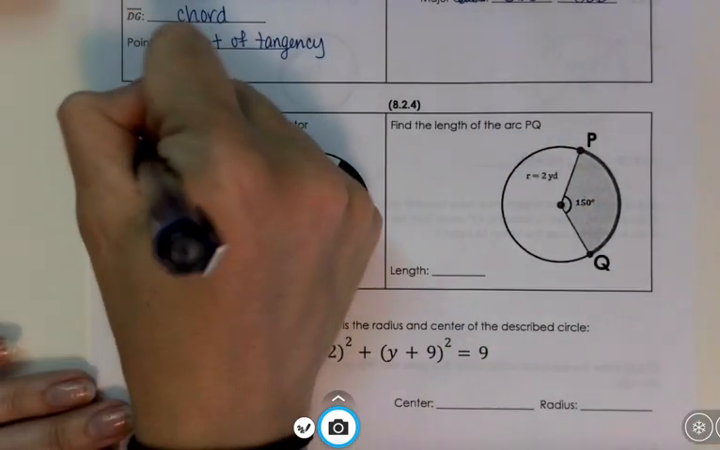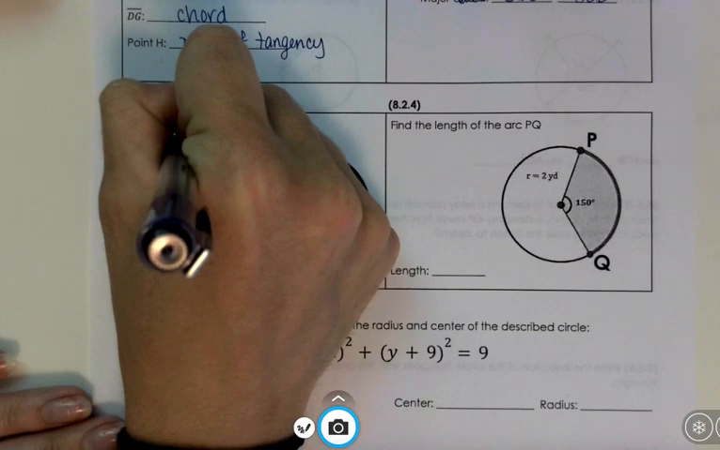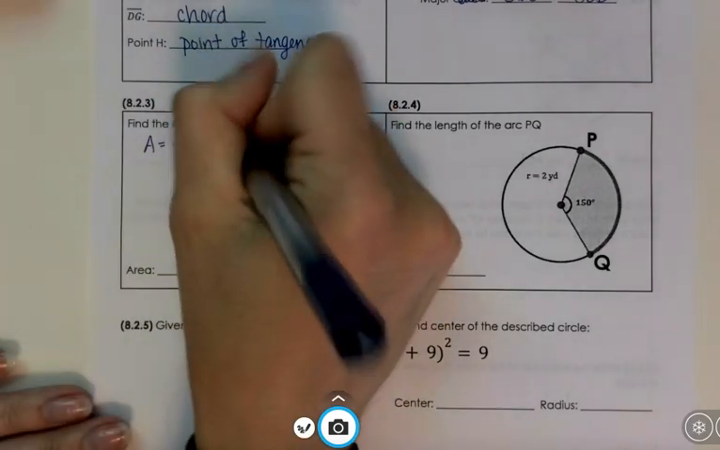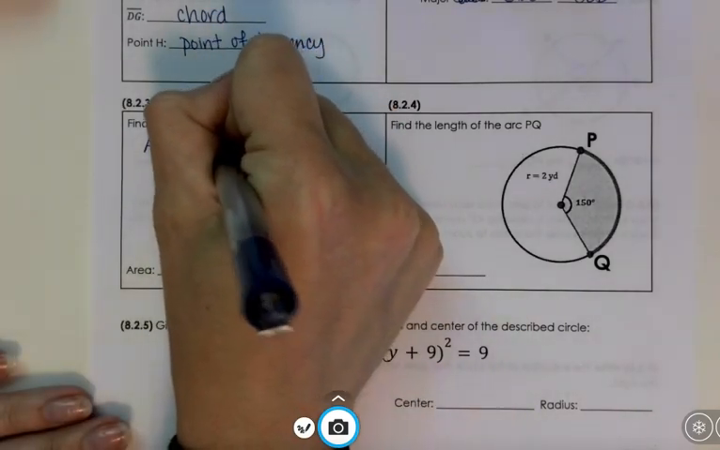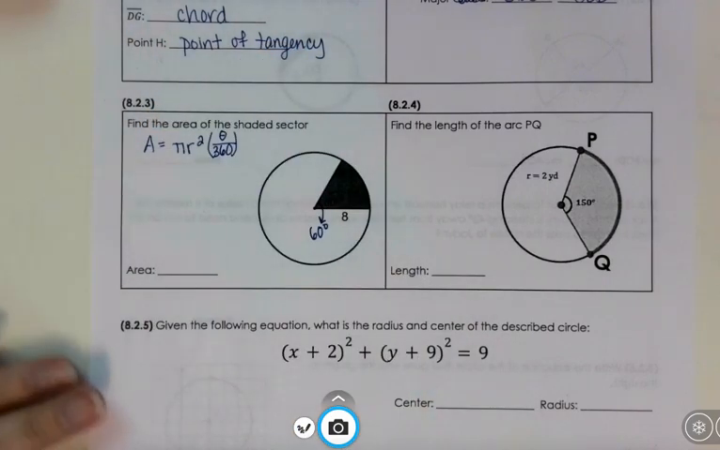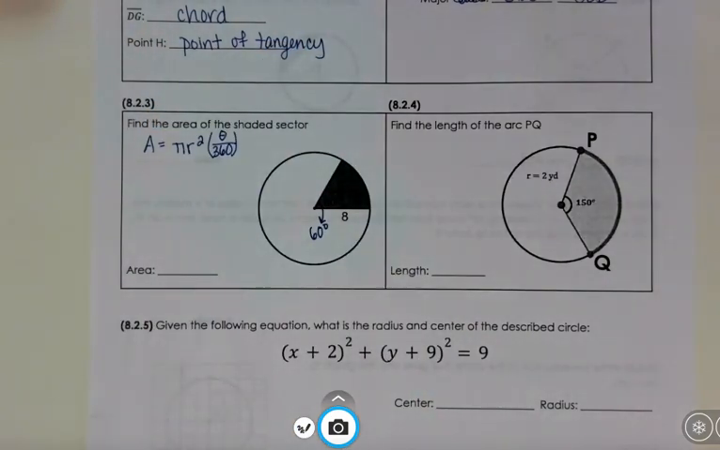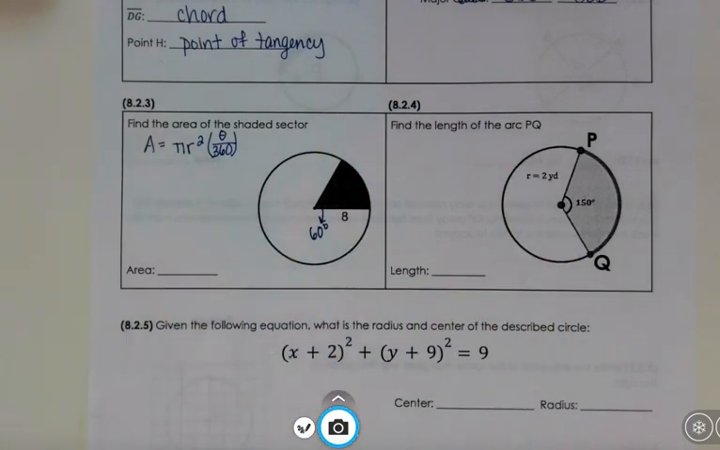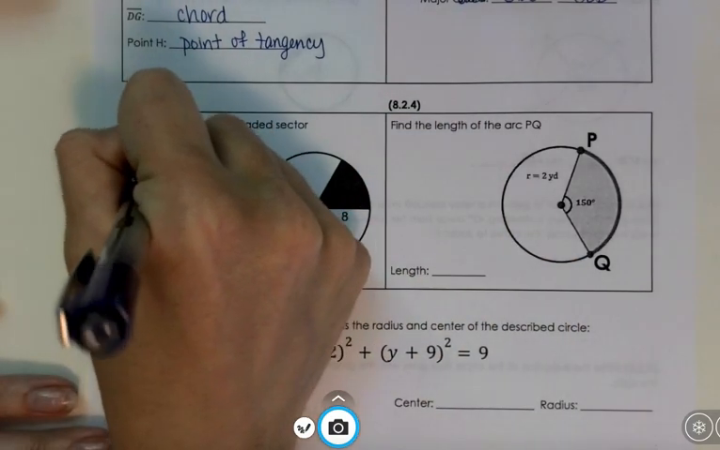So to find the area of a sector, I am going to do pi r squared, which will give me the entire area of a circle, but I want to multiply that by a fraction of my central angle over 360. So that portion of the circle, I'm just taking that sector piece. That's why I need the fraction there. So I'm going to plug in what I know.